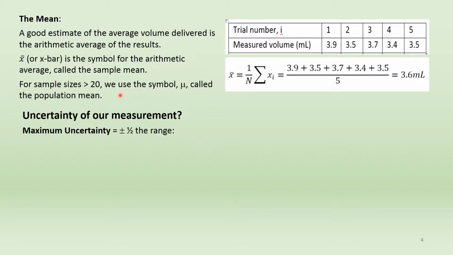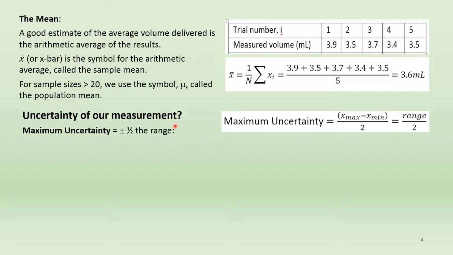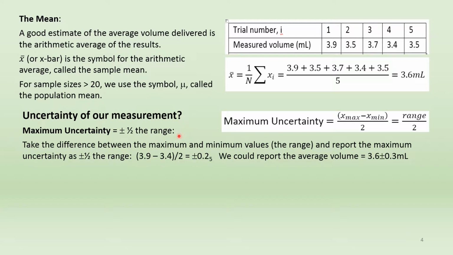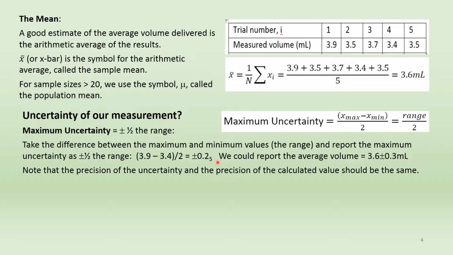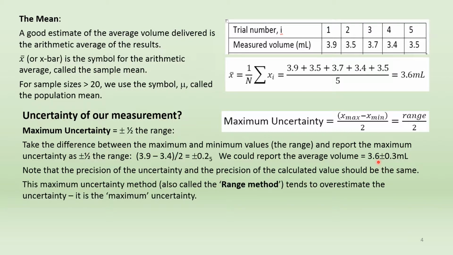So what's the uncertainty of our measurement? We could report the maximum uncertainty as plus or minus 1/2 the range. So we take the difference between the maximum and minimum values, maximum being 3.9, the minimum being 3.4, that'll be 0.5, divided by 2 to get half, and that's plus or minus 0.25 mL. So we could report the average volume as 3.6 plus or minus 0.3 mL. Note that the precision of the uncertainty matches the precision of the calculated value. They must be the same.